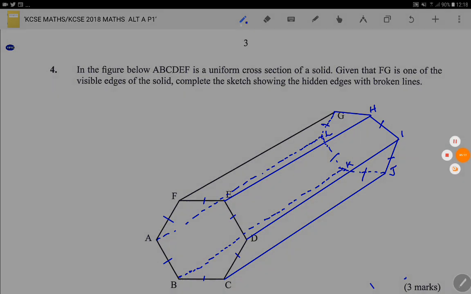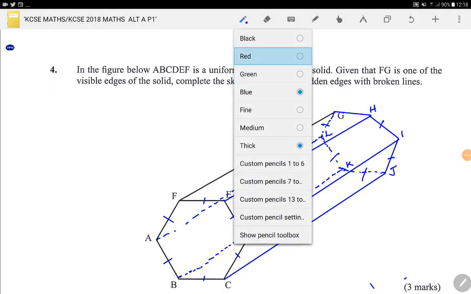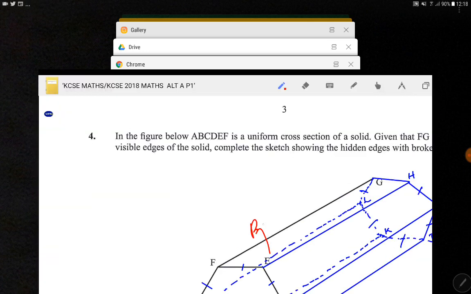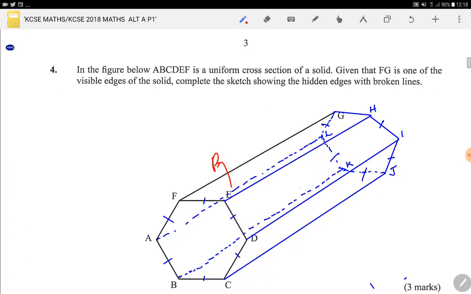So for this one, you will get a bonus for acknowledging that the sides are equal for the hexagon, and for drawing the parallel sides, the hidden ones and the ones that can be seen, and then for labeling correctly, so that we have 3 marks for the total.